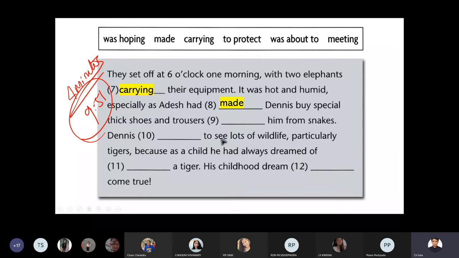What is it? To protect him from snakes. Dennis, what? Was hoping to see lots of wildlife, particularly tigers, because as a child he had always dreamed of what? Of meeting a tiger. His childhood dream was about to come true. All right, thank you very much.